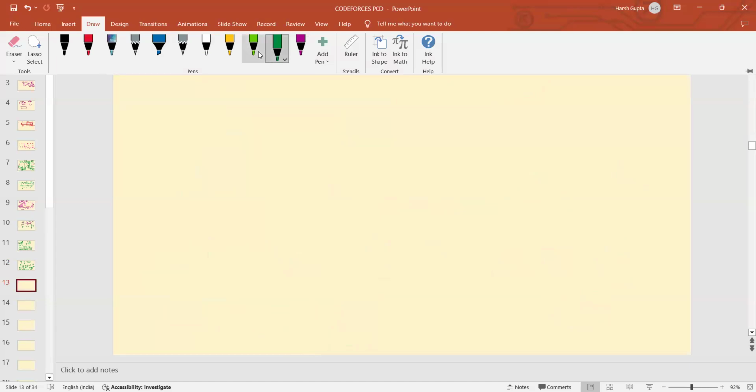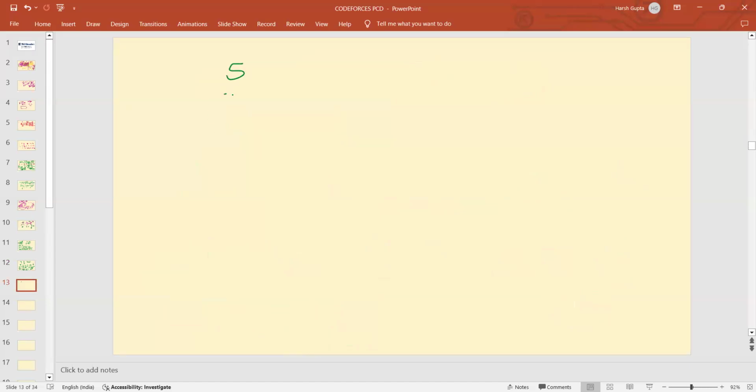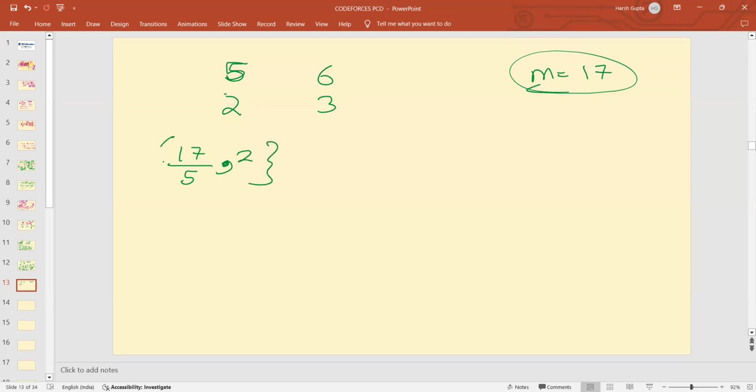Let me take this example. Number of flowers containing 5 petals is 2. Number of flowers containing 6 petals is again 3. And the value of m I am having is 17. So what I will do, first of all, I will greedily take all the flowers I can take from the ones containing 5 petals. So I know that the number of flowers at max I can take is 17 by 5. And the maximum I have in my store is 2. So the minimum of these 2 I can take. So the minimum of these 2 is 2. This means that I can take 2 flowers containing 5 petals.